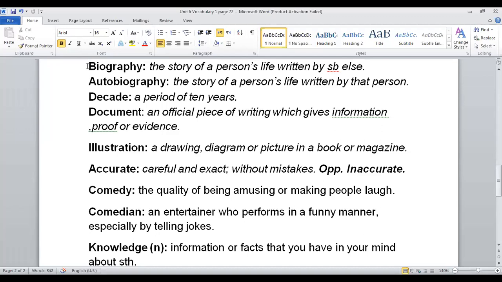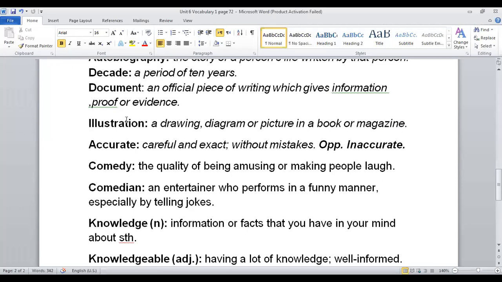After that, the word decade. Decade means a period of 10 years, because if we are talking about 10 years, a package of 10 years is called decade. And if you are talking about a period of 100 years, it is called century, and 1,000 years is called millennium, and so on. Document means an official piece of writing which gives information, proof, or evidence. This is called document.